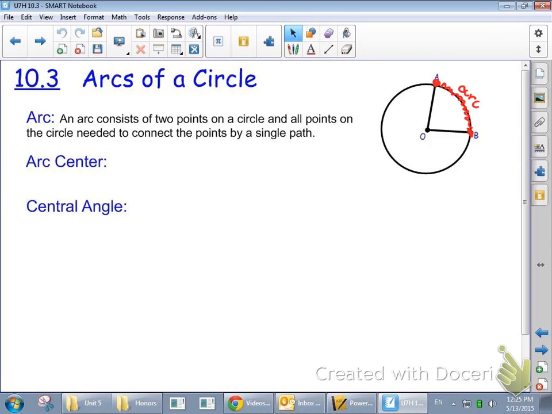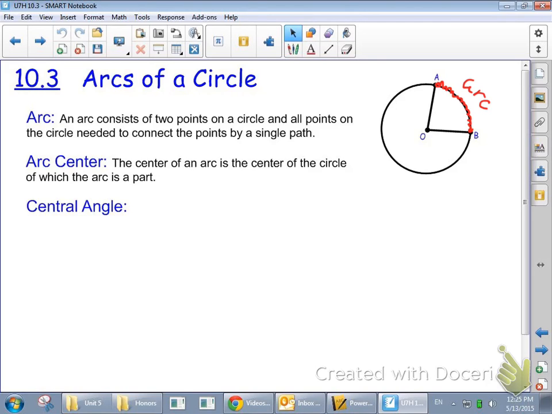Then we have arc center. So the arc center, the center of an arc, is the center of the circle of which the arc is part. Okay, so if this is my arc again here, between A and B, that's my arc. Then this is the arc's center here at O, the center of the circle of which the arc is a part.